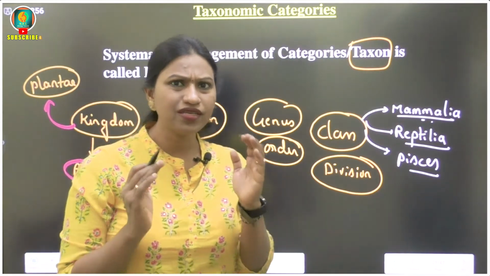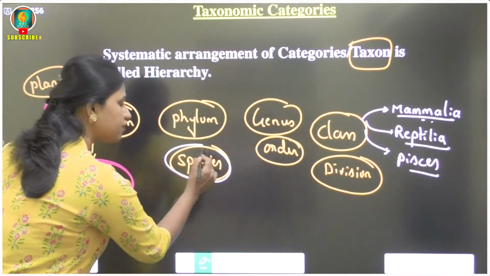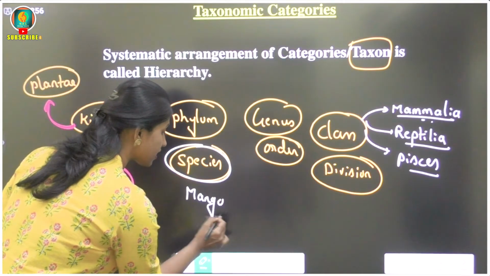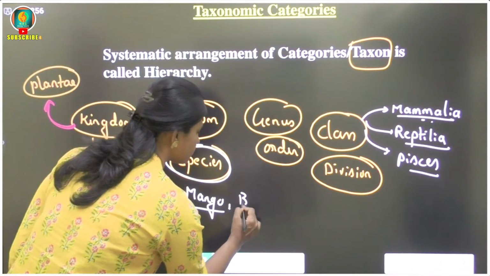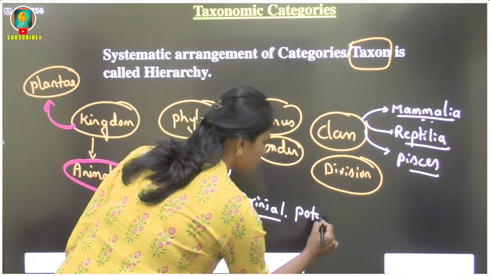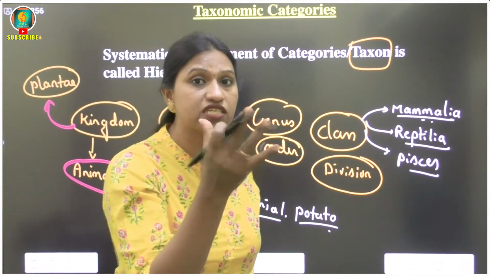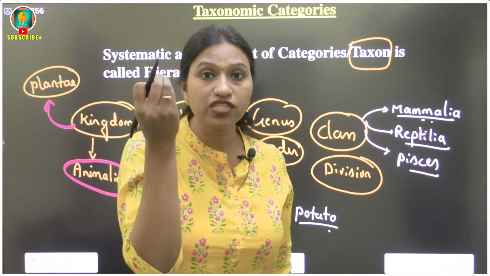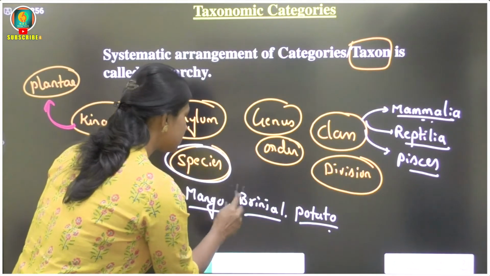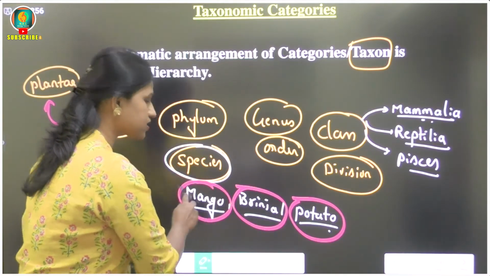Are you getting my point? Either the taxon can be very small, like that of the species. For example, I say mango is a species. Mango is one species. I can't say mango and brinjal both are same. I can't say brinjal and potato both are same. Because potato belongs to a different group. Potato looks different, potato tastes different, potato's morphological structure, biological structure, everything is different. But it is a separate species. Brinjal is a separate species, mango is a separate species.